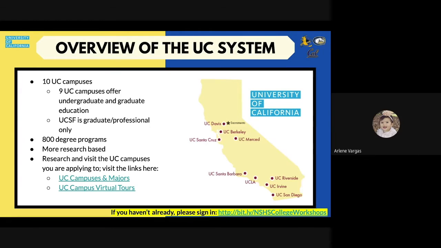If you're interested later on in getting a master's degree or a professional degree, then you would be eligible to apply to UCSF. UC campuses are typically known as being more research-based than the CSU campuses. They offer over 800 degree programs. And one of the things that we really want to emphasize to all of you is that you make sure that you research and visit the UC campuses that you're planning on applying to.